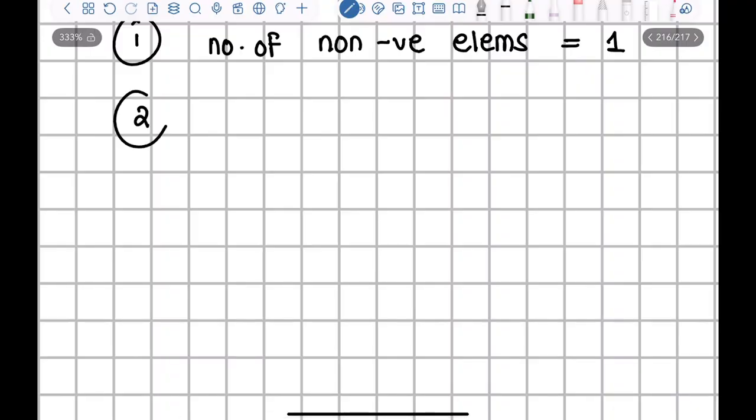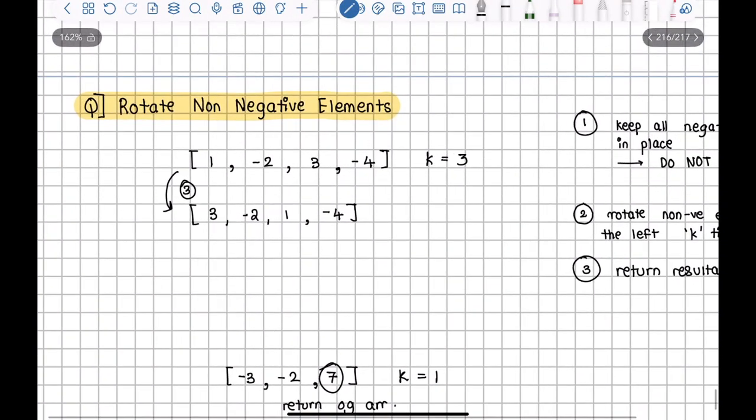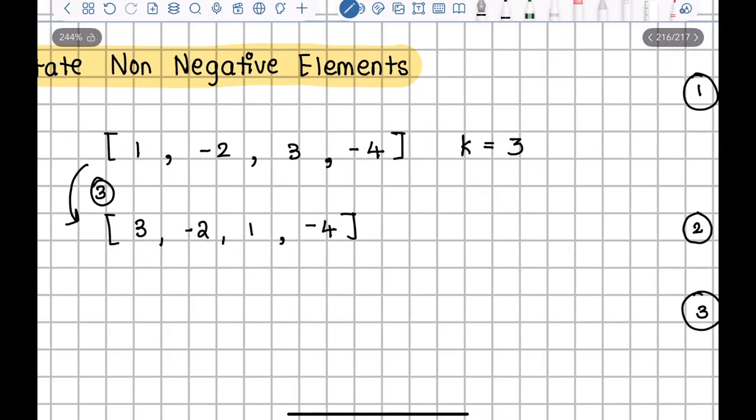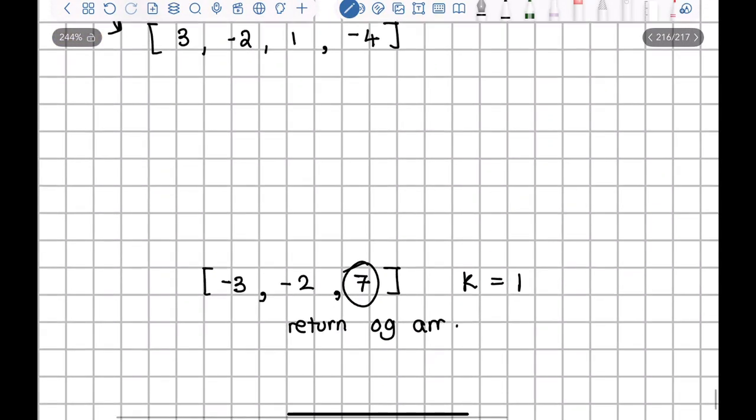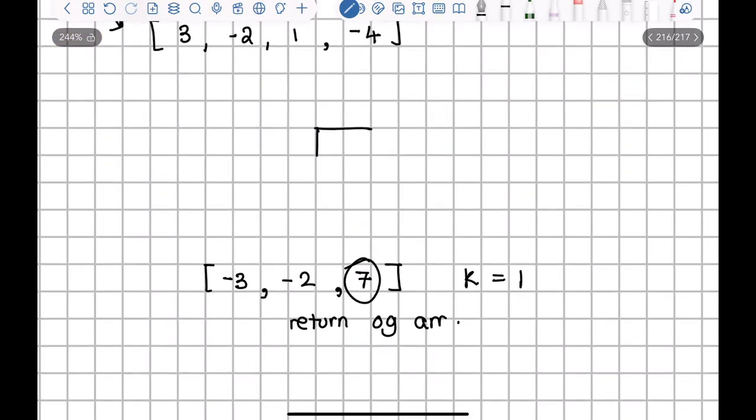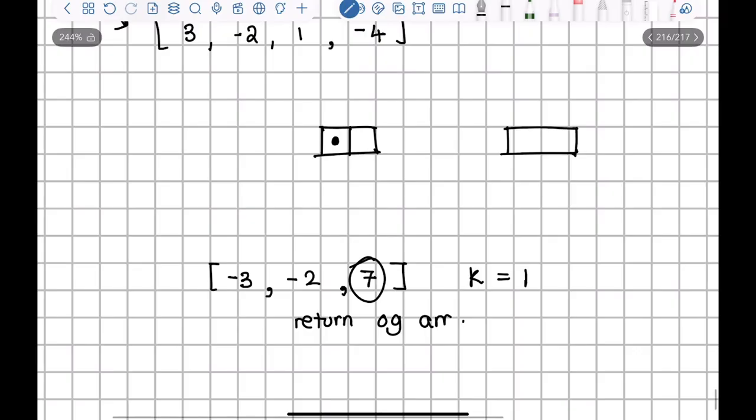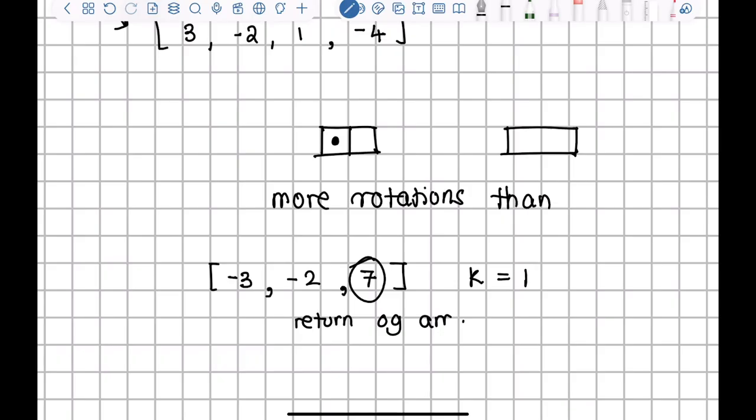Second, what did we see? One key observation here was that here, if you see, the number of non-negative elements is 2, and we need to rotate it 3 times, right? So just assume that you have two places, and you have this one element, and you need to rotate it 3 times. So basically you have more rotations than places. So after a point it must repeat itself, right?